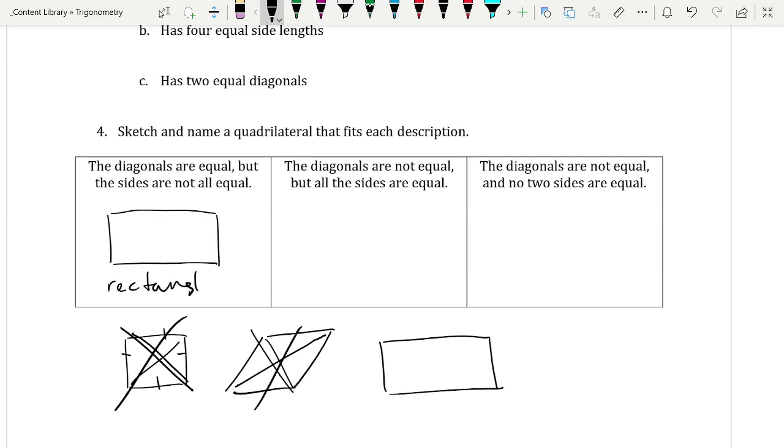And again, I could show that I know that the diagonals are the same, but the sides are not the same. Okay, so that's the kind of logic you use. See if you can figure out that one and that one.